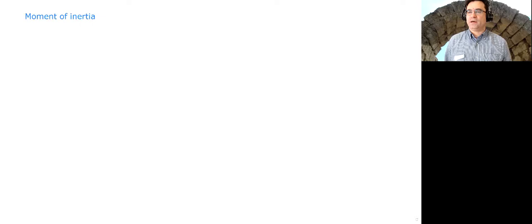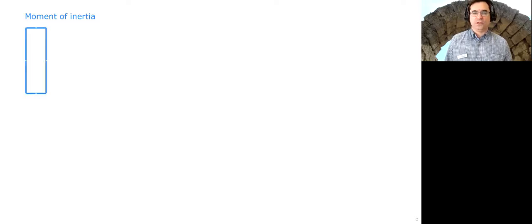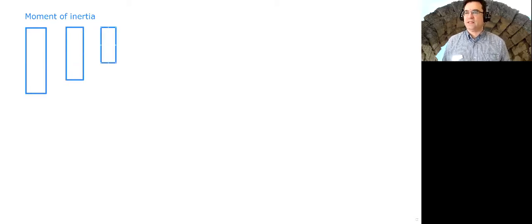Something super simple. I'm gonna draw three shapes, okay? Let's say these are the relative dimensions of floor joists made out of wood. Let's say that this one here is a 2x4. Let's say that this one here is a 2x6. Let's say that this one here is a 2x8.